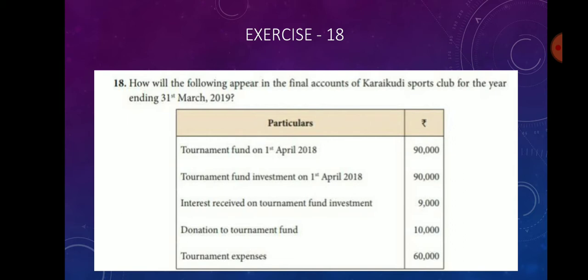Question is, how will the following appear in the final accounts of Karaikudi Sports Club for the year ending 31st March 2019? Particulars, rupees. Tournament fund on 1st April 2018, 90,000. Tournament fund investment on 1st April 2018, 90,000. Interest received on tournament fund investment, 9,000. Donation to tournament fund, 10,000. Tournament expenses, 60,000.